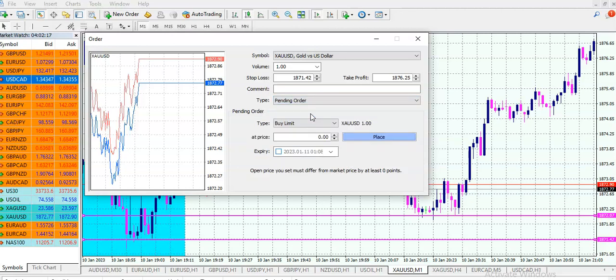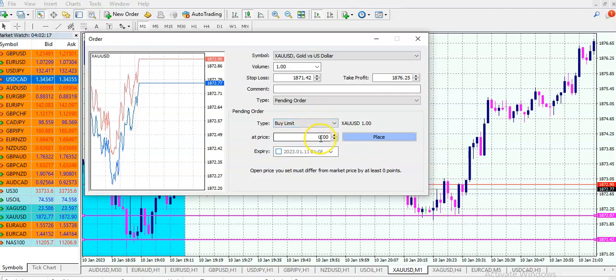Now, since it's a buy setup, you're going to be leaving it at buy limit. If you are selling, you just click this, and it's going to come with sell limit. I'm still going to explain to you the buy stop and sell stop concept, but for now, let's just look at the buy limit because we are buying in this kind of setup.